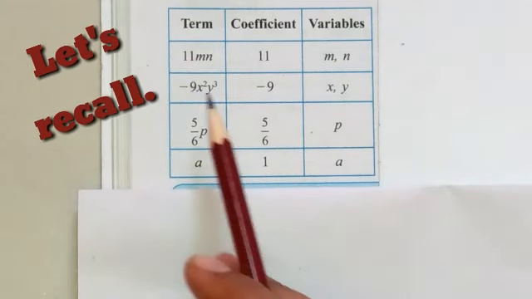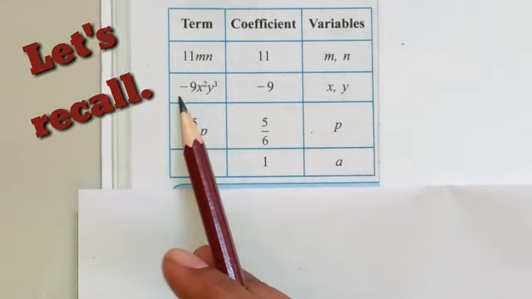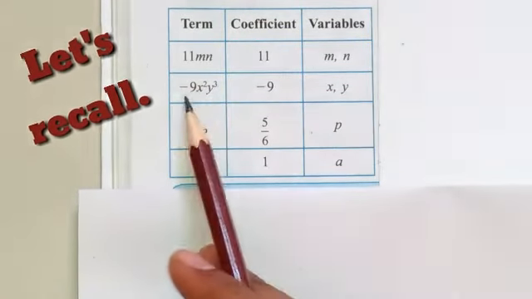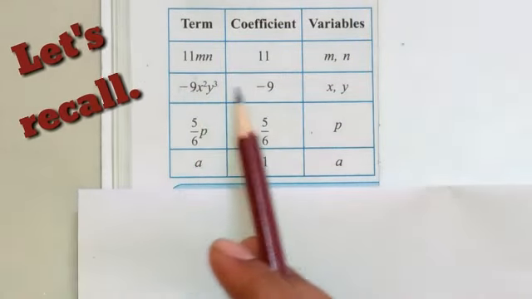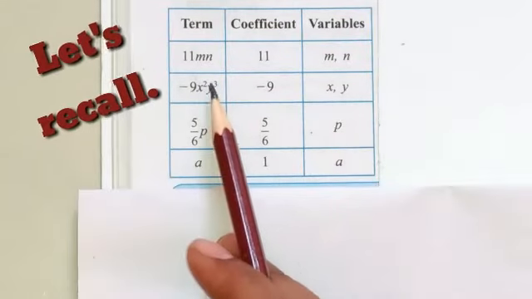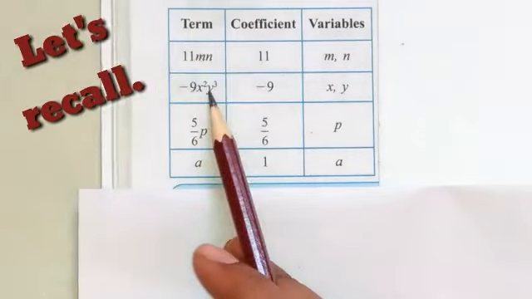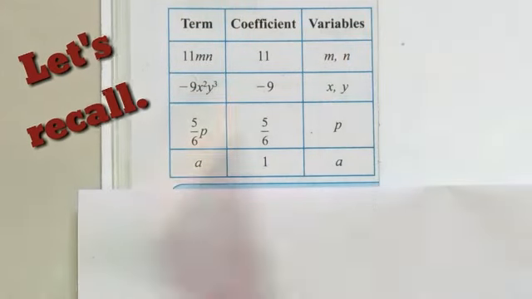If we look towards the next term, that is negative 9 x square and y raised to 3. So here this negative 9 is the coefficient and x square and y raised to 3, it means x and y, these two alphabets are called variables.